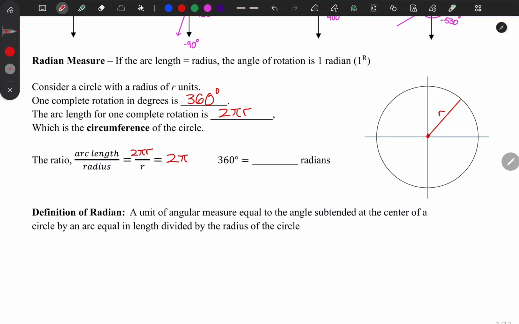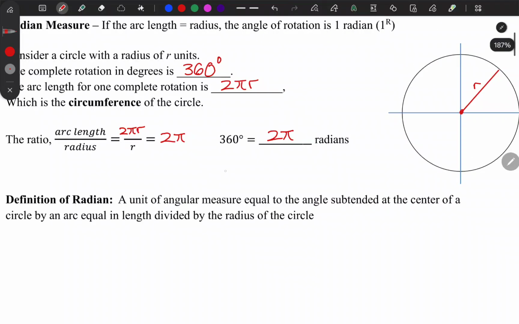So the distance traveled around the circle entirely as an angle is 2 pi radians. As an angle in degrees, it's 360 degrees. So this kind of gives us a conversion factor. Usually we use the more common one of 180 degrees is equal to pi radians.